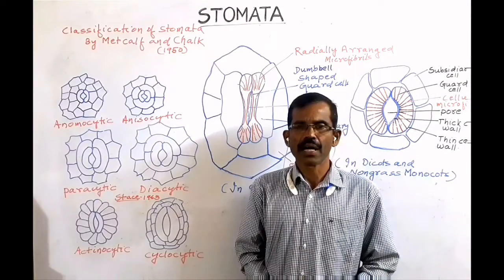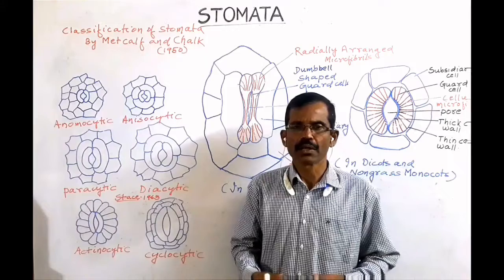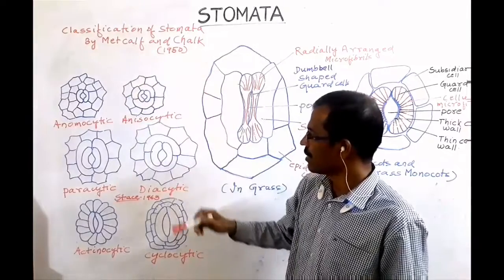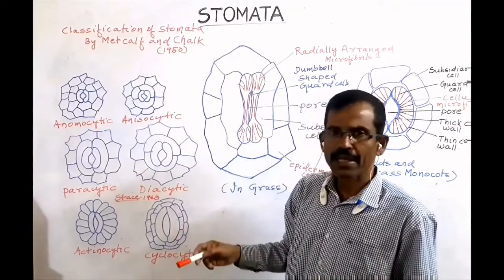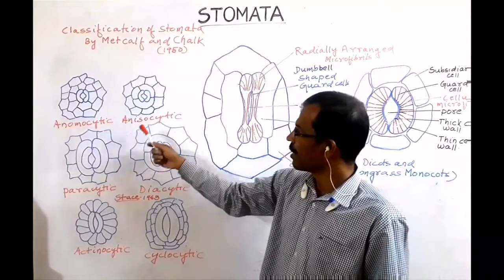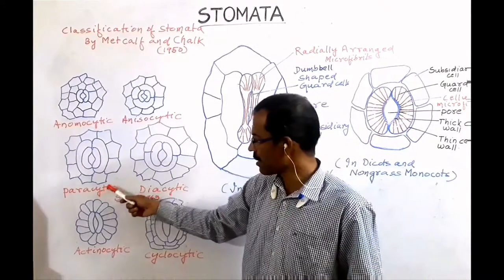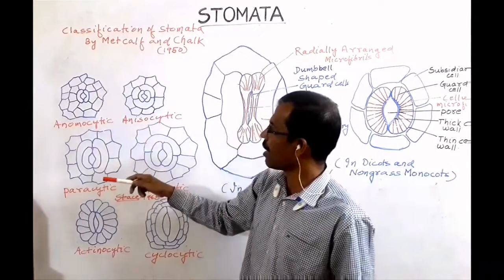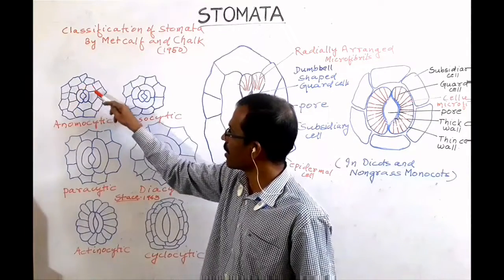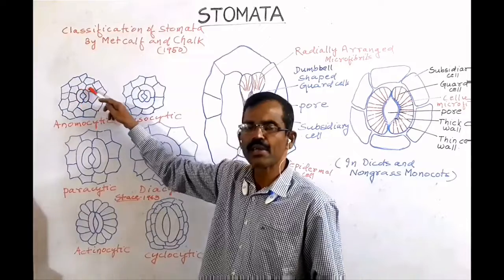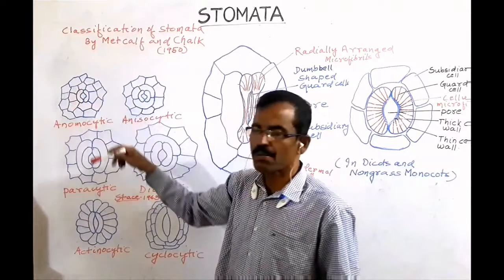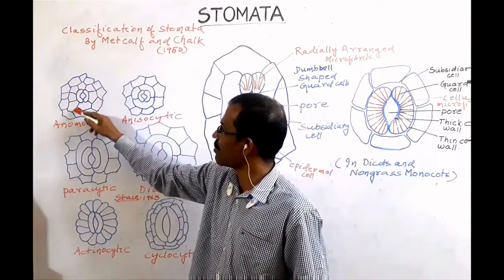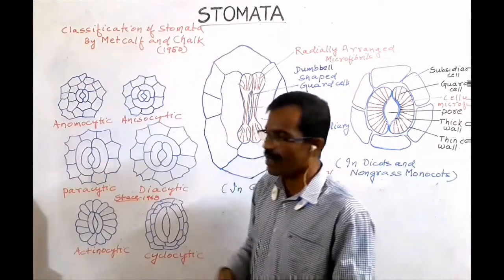Stomata have been classified in various ways by various workers. According to the classification of Metcalfe and Chalk, there are 4 types of stomata. They are anomocytic type, anisocytic type, paracytic type and diacytic type. In anomocytic type of stomata, the guard cells are surrounded by a limited number of subsidiary cells which are indistinguishable from the other epidermal cells. That means the subsidiary cells are similar with the other epidermal cell.